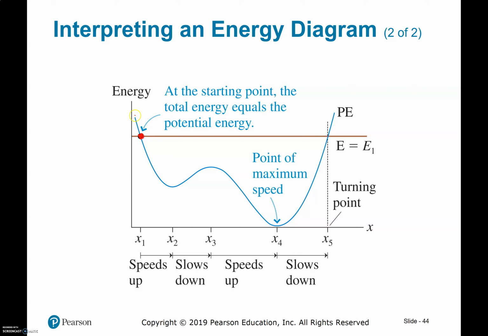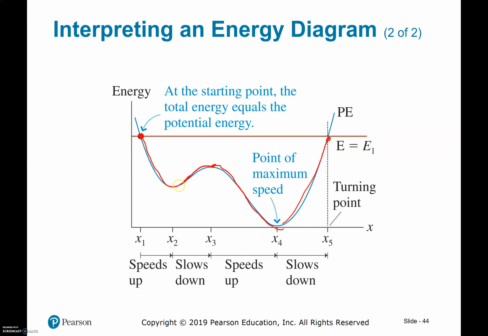If you start here, imagine this is kind of a roller coaster, right? If you start here, you're going to speed up. When you go up here, you're going to slow down. When you get here, you slow down the most, and then you're going to speed up again. And then you're going to slow down. And if there is no energy loss, you're going to come back up here, right?